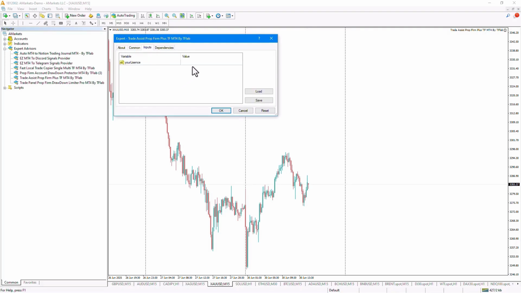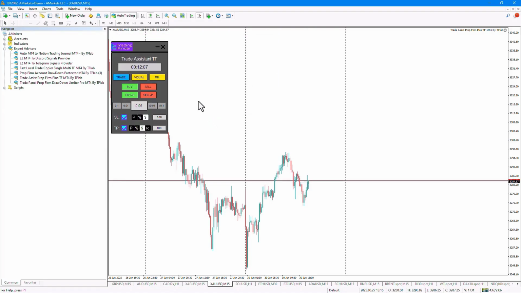Next, we go to the Inputs tab, and in this tab, you need to enter your personal license. To obtain your personal license, you can visit the website and get your dedicated license for the expert from the support section, then enter it here. Just make sure to note that the license you receive is only valid for that specific device and will not work on other devices.